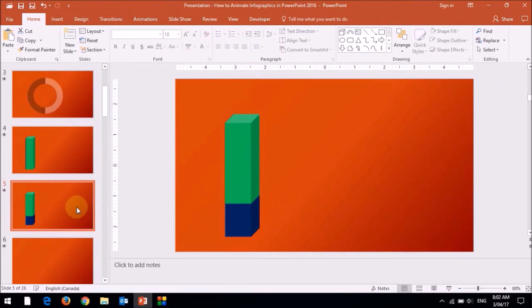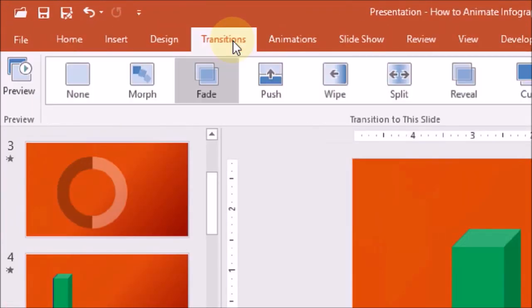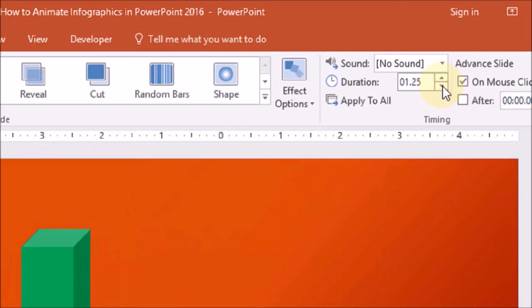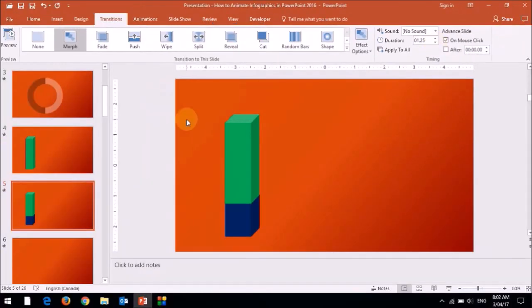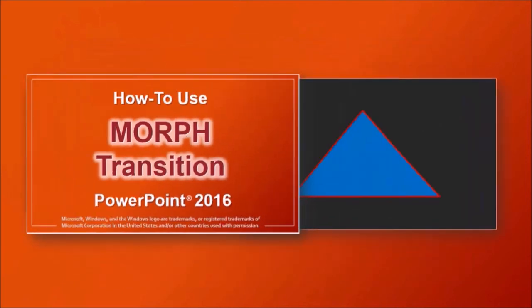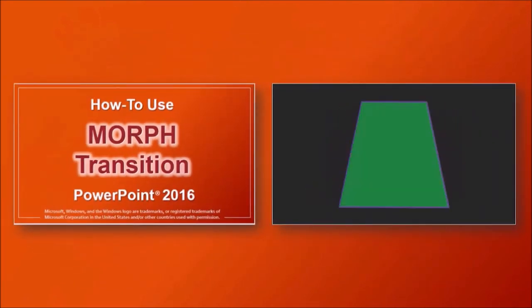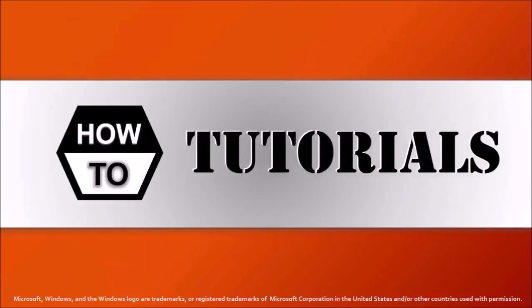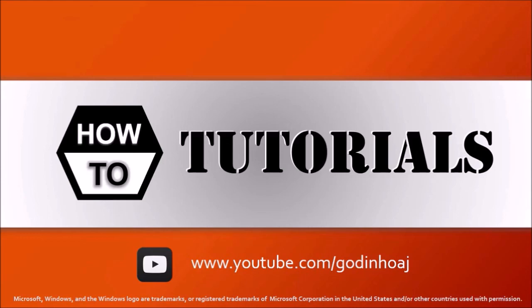And then finally, I will apply the Morph Transition to the duplicated slide under Transitions. You can change the speed right here. And if you take a preview, that's the way it animates. In the last example, I used the morph transition, and you can check this tutorial to learn more about the morph transition. Well, I hope this tutorial helps you create animated infographics in presentations.